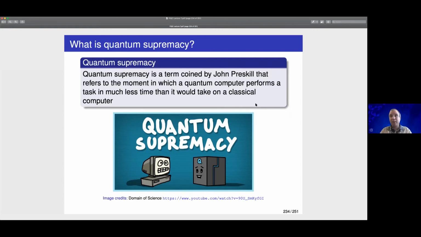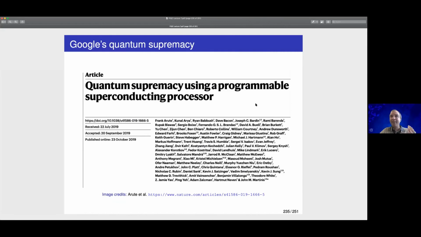So the idea is to try to use a different task, which might be not so well-defined or so practical or so easy to check as factoring an integer, but that we can do with current quantum devices. And this is exactly what researchers at Google announced that they had attained a little bit more than 1 year ago. The famous quantum supremacy achieved by Google.